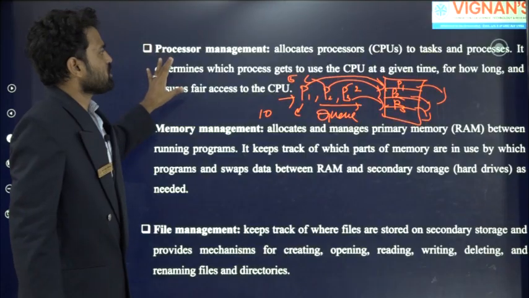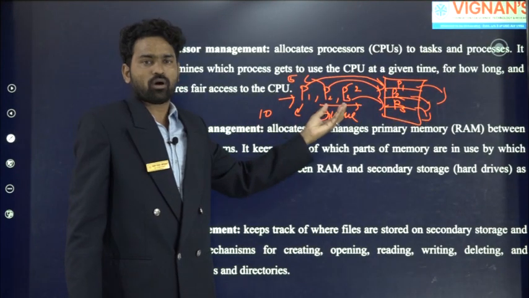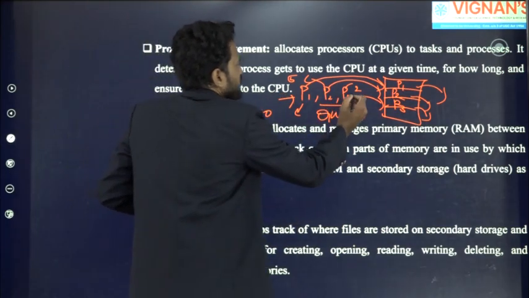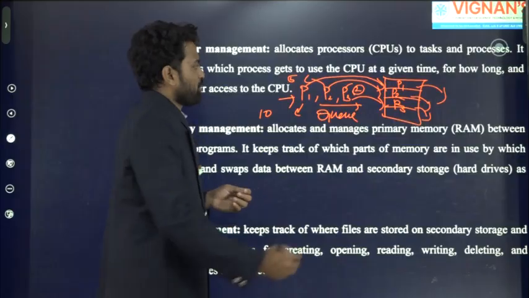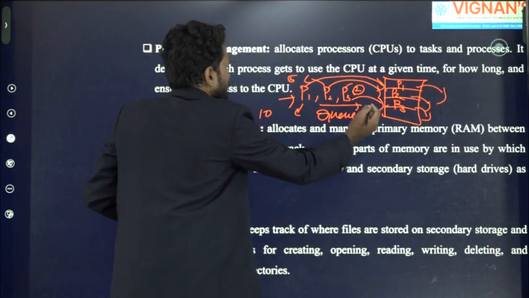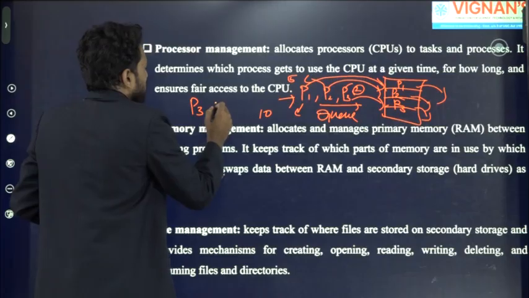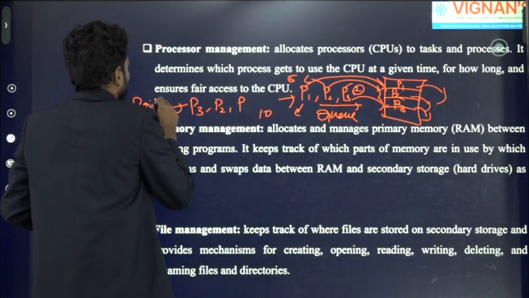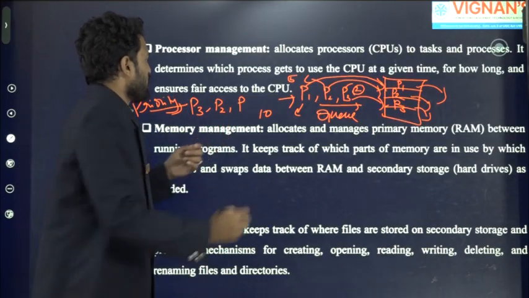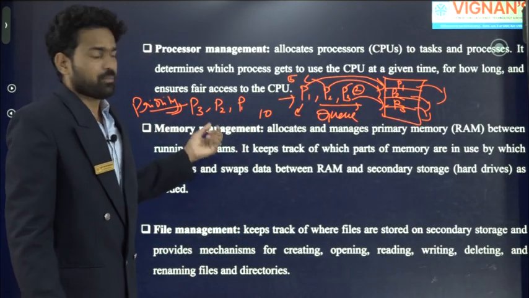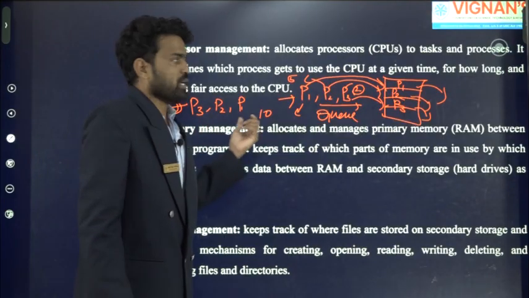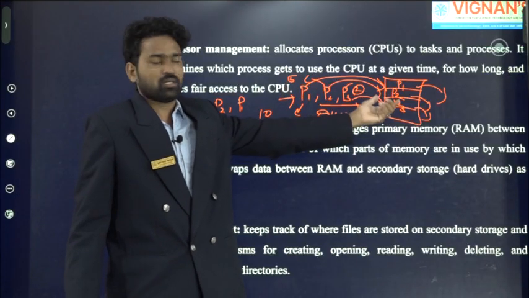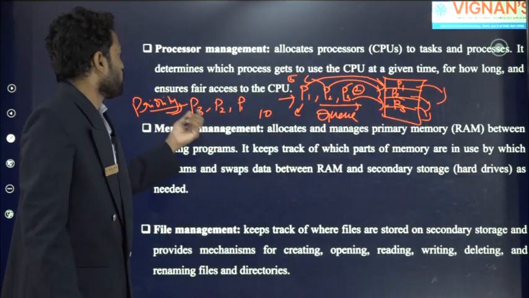Process management is going to take whichever process will complete quickly. Here P3 has 2 minutes of execution time. So based on the priority, we will have P3, P2 and P1. This is based on execution time. Based on the execution time, we are going to give priority for the CPU. First we will give the CPU to P3.